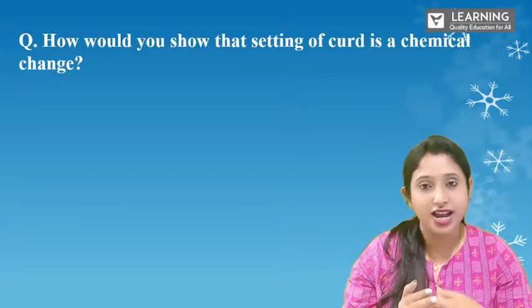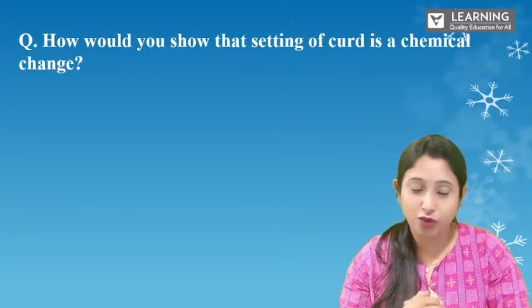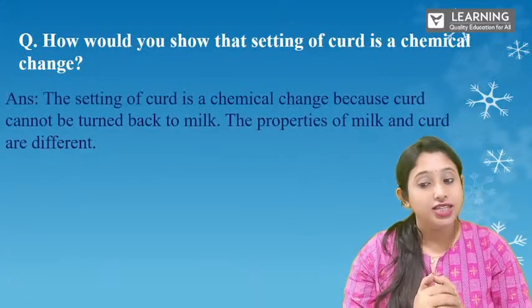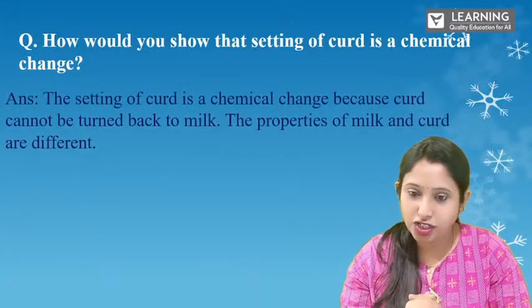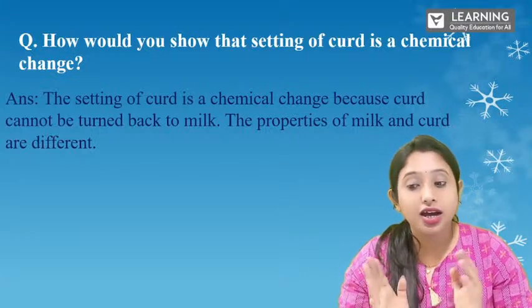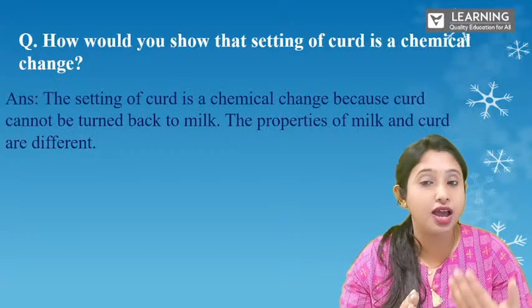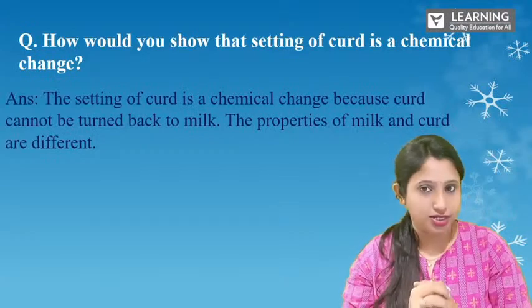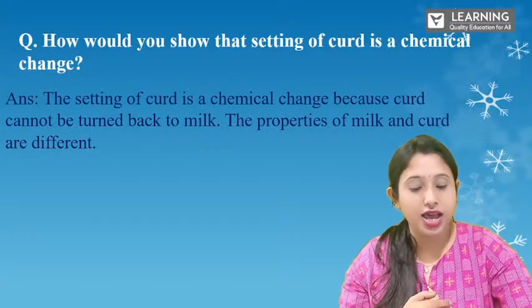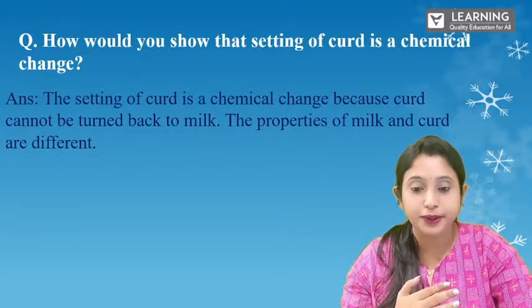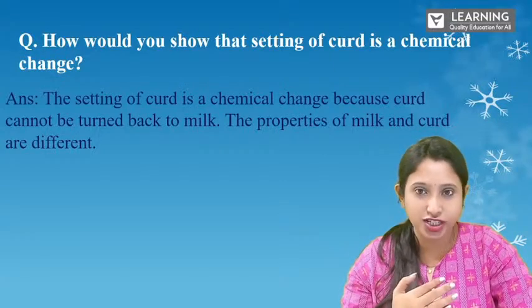We have studied that chemical changes are irreversible. So see, the setting of curd is a chemical change because curd cannot be turned back to milk, and the properties of milk and curd are different. Clear? So this is the answer. Understood? Okay. Let's move to the next question.